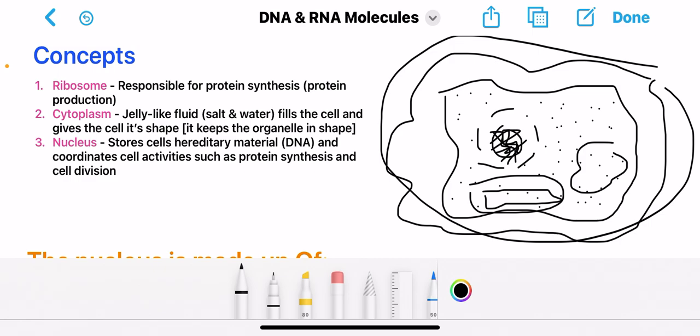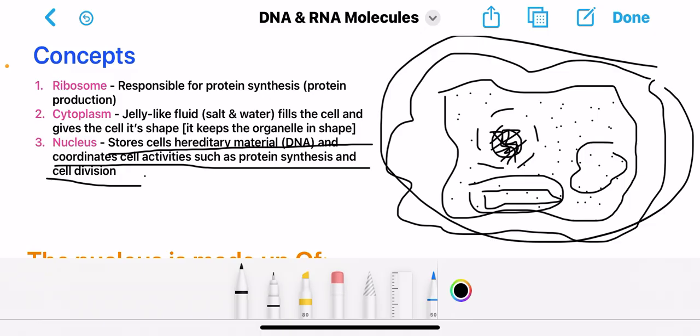Now, we continue to the third concept, the third most important concept inside this topic, the nucleus. Now, the nucleus stores hereditary material and coordinates cell activities such as protein synthesis and cell division. Cell division, we're going to speak about when we enter into meiosis. But right now, we're going to speak about the DNA. As I spoke about heredity, heredity is the genes that we inherit from our parents, or the study of genetic material.